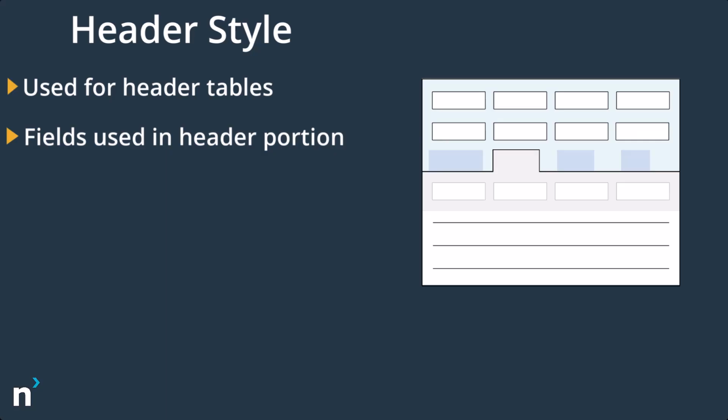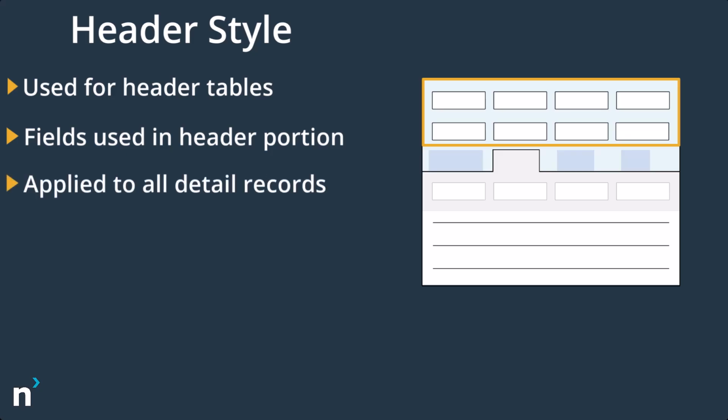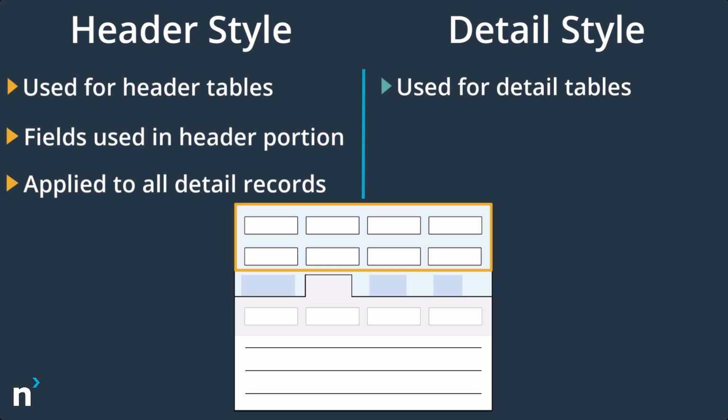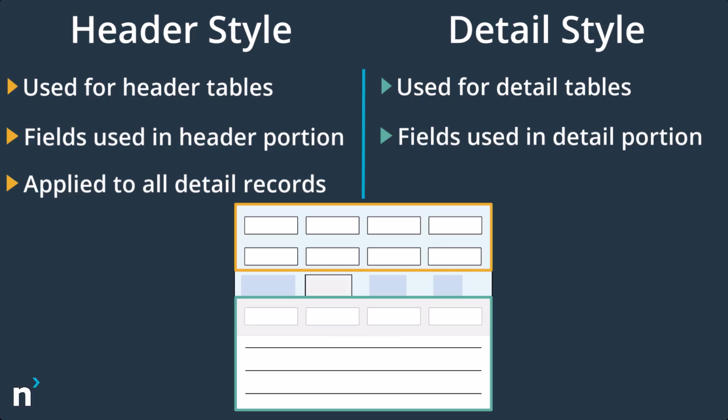The header style is used for header tables. Header style applications contain the fields used within the header portion of header detail applications. This is information that is applied to all detail records for the application type. The detail style is used for detail tables. Detail style applications contain the fields used within the detail portion of header detail applications. Use as many detail tables as necessary to create your header detail structure, but you must have at least one detail table to build this structure.